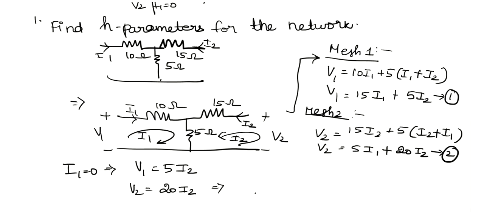That's all. H22 will be equal to I2 by V2 by making I1 equal to 0. So now tell me I2 by V2: we are getting 1 by 20. So I2 by V2 will be equal to 1 by 20 mho. Okay, because it is an admittance, that's why you put the unit as mho. And then what is the other answer? You are getting V1 by I2, 1 by 5.